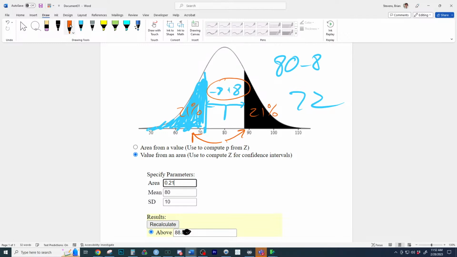Does that make sense? So this is the key right here to solving this, is that the top 21% is just as far above the mean. So it's just as far above the mean as the bottom 21% is below the mean. So now, if the top 21% is at 88, how far is the top 21% above the mean?